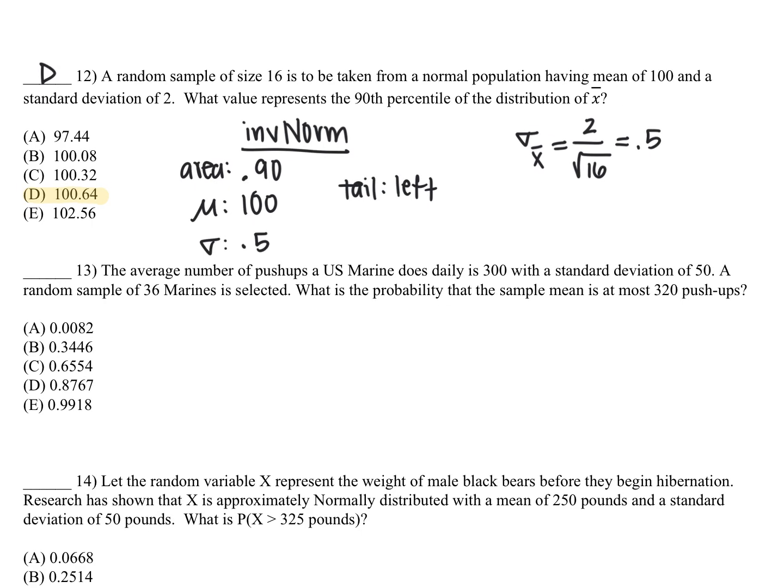Next, the average number of push-ups a U.S. Marine does daily is 300 with a standard deviation of 50. A random sample of 36 Marines is selected. What is the probability that the sample mean is at most 320 push-ups?